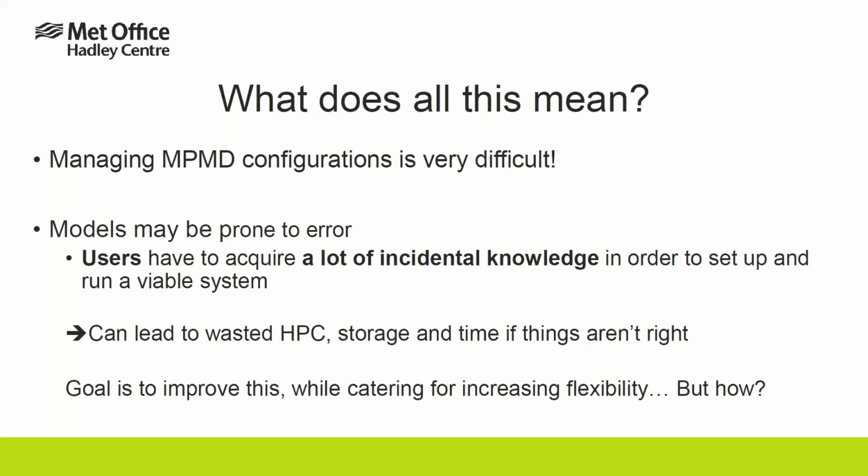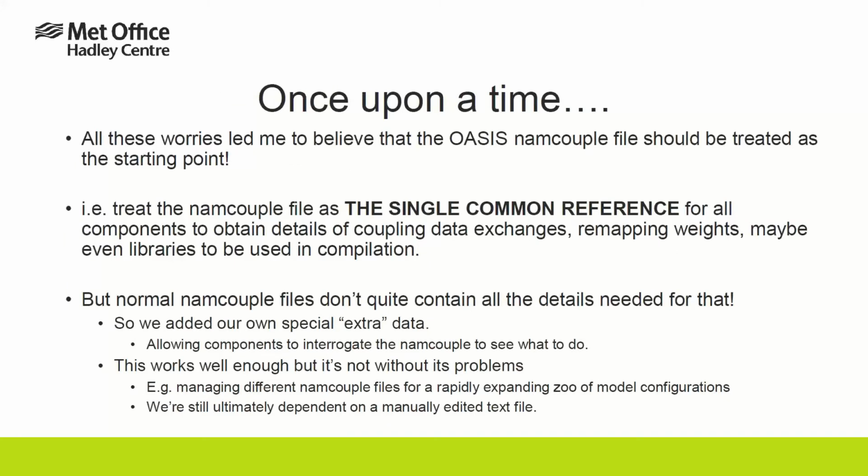So my kind of dream is to try and improve this and at the same time cater for increasing flexibility. And that led me to believe that in the example just given, the NAM couple file should be treated as the central common reference for all information regarding coupling, so that all components should interrogate that. But normal NAM couples don't contain all the necessary details for that. So we kind of concocted our own version of that. We added our own special extra data, which allows our unified model to just look at the NAM couple. It doesn't have to separately know anything about the coupling fields it's going to use or anything like that. It can interrogate that.